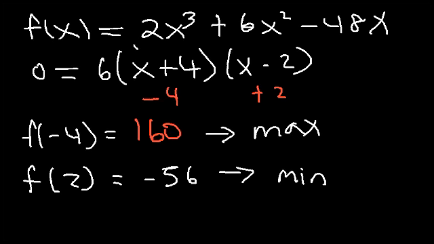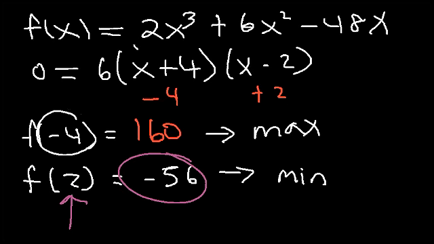So let's say if you have an online assignment and you're asked, where is the local minimum located? The local minimum, or the local extrema, is located at an x value of 2. Now what is the value of the minimum extrema? The value is negative 56. Likewise, the relative maximum is located at an x value of negative 4. And the maximum value of that relative extrema is 160. So the value is the y coordinate and the location is the x coordinate.